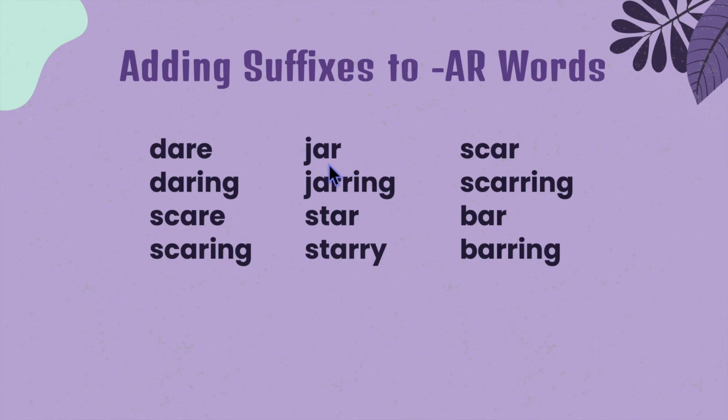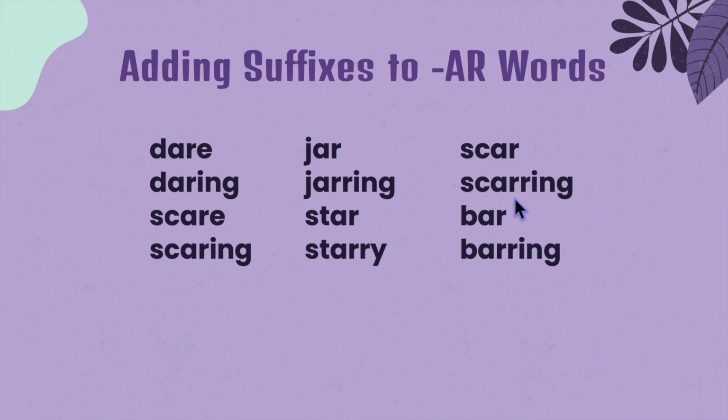If the word ends in AR and we add a suffix such as ing or the letter Y, we double the R, but the A still keeps the same sound it had. So here we have jar with the broad A sound because AR is at the end of the word. We add the suffix ing, and even though there are two R's, it still keeps the R sound. So this is jarring. Here we have star. We add the suffix Y and we double the R, but we still keep the root sound of starry.